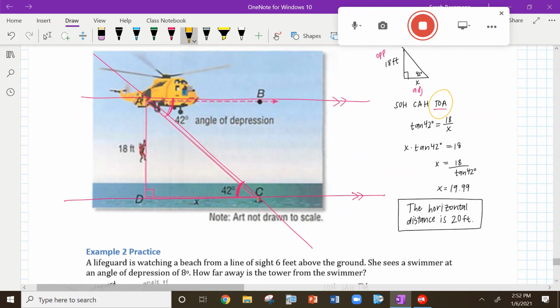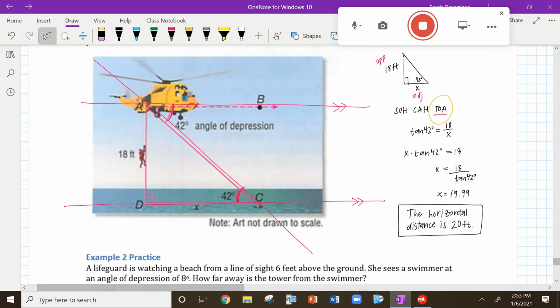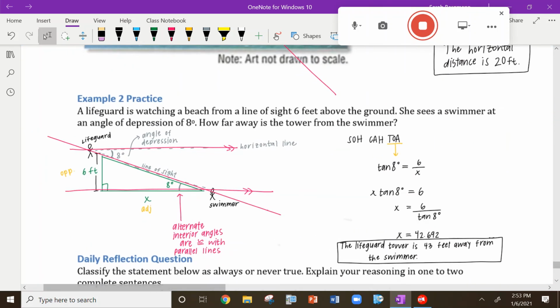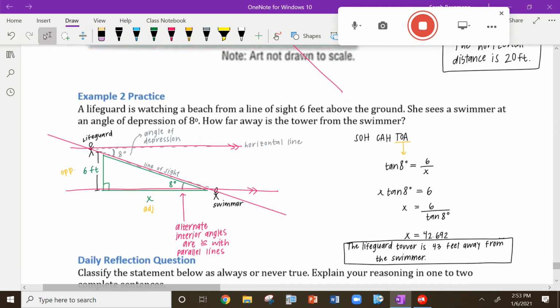So on this problem, your practice problem, when it's asking how far away is the tower from the swimmer, it's talking about the horizontal distance. All right, here's the answer to that question.